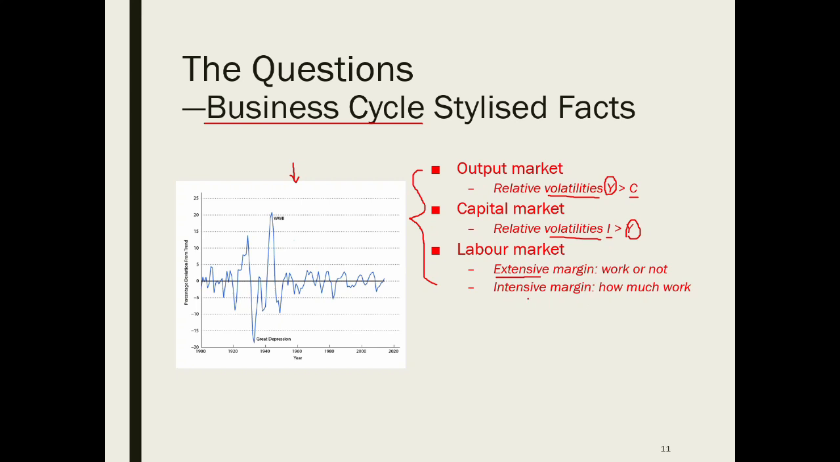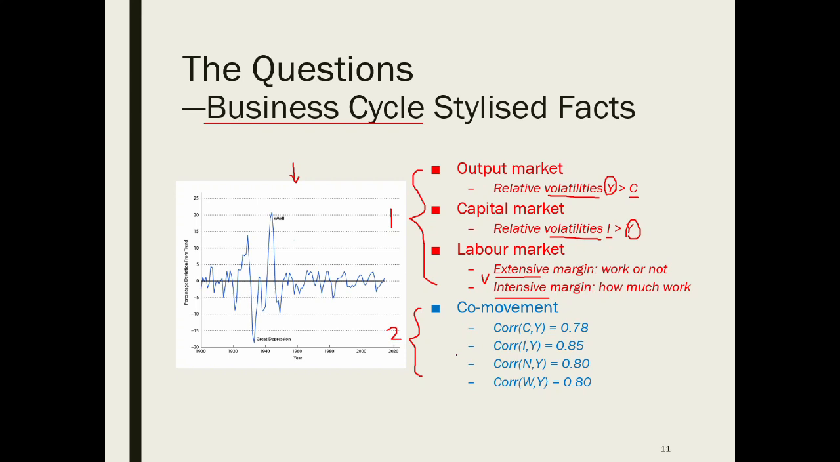The other decision is to determine how much to work if employed. It is also called intensive margin because it measures how intensively people work. The volatility of unemployment rate or extensive margin is always greater than that of working hours or intensive margin. These stylized facts on volatilities are all about a single variable, while the second type of stylized facts on business cycles are the relationships between variables.